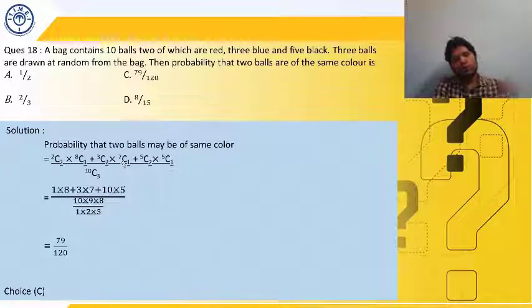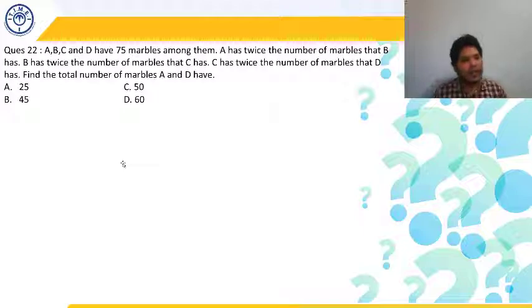Right? So let's move on to the next question. Question number 22 of your handout. Just get through the question, try and solve it, try and get an idea what has to be done in this question, then I'll be solving it for you. Take 40 seconds to get an idea what has to be done in this question.